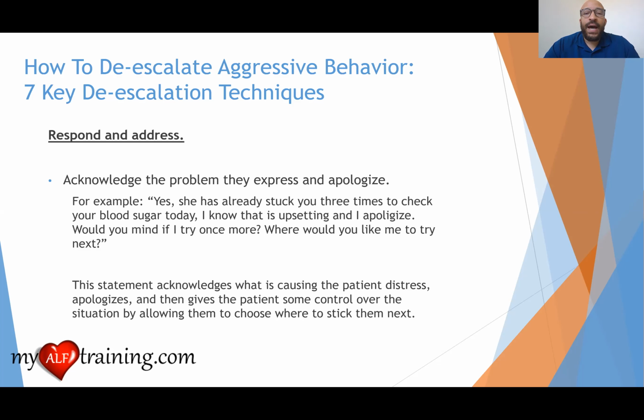So if you see there, I've apologized, I've acknowledged that they've been stuck 3 times, and I've responded. Yes, I understand how that would be upsetting. I apologize. Would you mind if I try once more? And where would you like me to stick? I'm giving them some type of control in this situation where they feel like they've lost control and may have been the cause of an aggressive outburst. So respond and address. That's very important. I really like this one. It does work. It works a lot for me. I think this might be the one that I'm the best at.